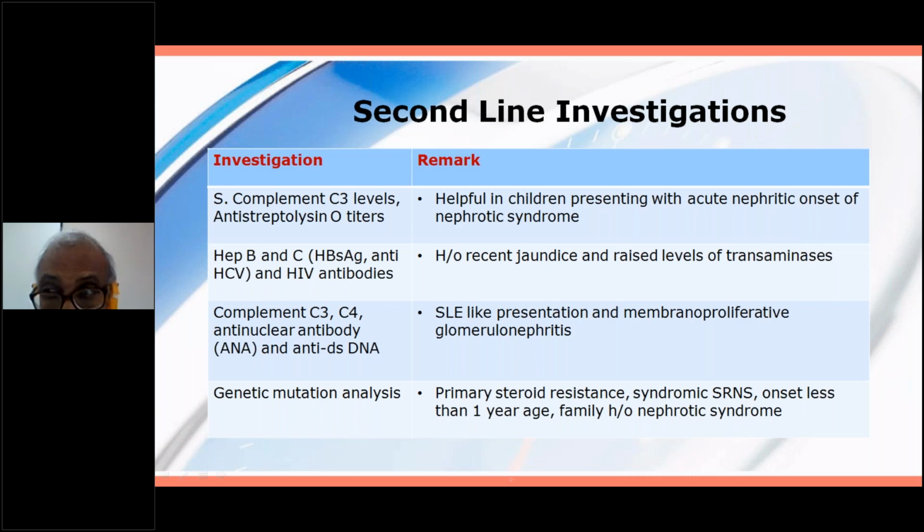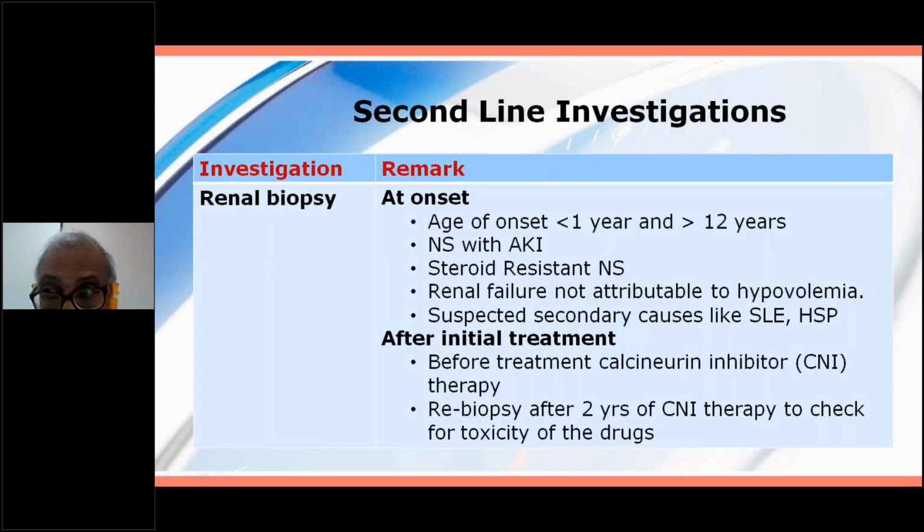And one second line investigation we left off. What is this? Biopsy. Renal biopsy is routinely not indicated. Renal biopsy indications can be classified as at the beginning itself or subsequently. At the onset itself means, as I said, whenever the incidence is less than 1 year or first-time appearance beyond 12 years, because the commonest is between 2 to 5 years. Some overlap, maybe 6 or 7 years, is all right. But a child presenting for the first time with nephrotic syndrome at up to 10 years is very, very unusual. So these are the indicators for renal biopsy.